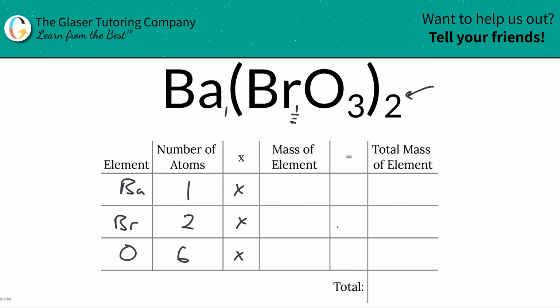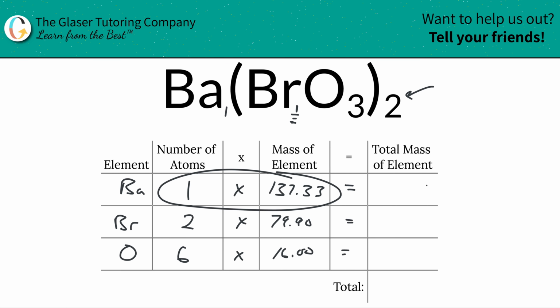So let's go plug in the values. So the mass of barium, as we mentioned, was 137.33. The mass of bromine then was 79.90, and the mass of oxygen was 16. Now what we're simply going to do is take those masses and multiply by the number of atoms to then find the total mass of that particular element in the compound.